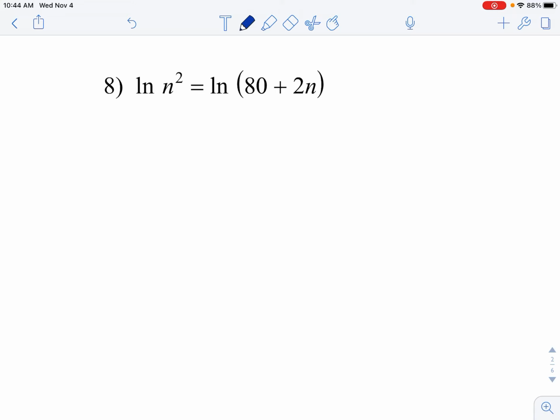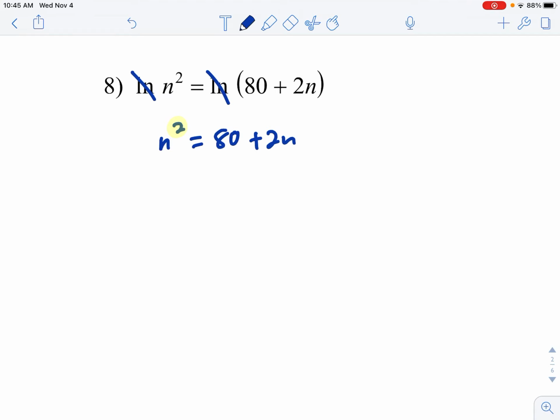Okay, number 8. ln of n squared equals ln of 80 plus 2n. Again, one-to-one property, the ln's cancel out. You have n squared equals 80 plus 2n. Now, it's when you have a quadratic that you generally have to worry about the possibility of extraneous solutions. That doesn't mean it will happen, but it could happen. So how do we solve a quadratic?